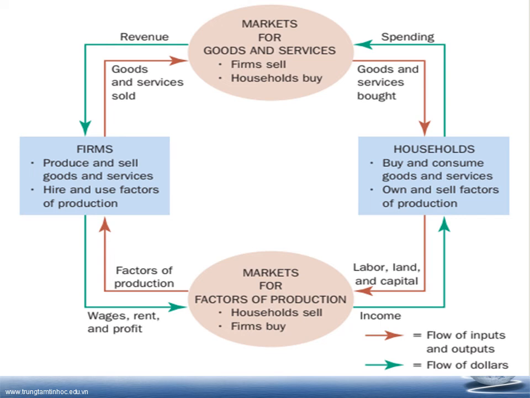The red arrow shows the flow of inputs and outputs. The green arrow shows the flow of money. In the markets for goods and services, firms will sell and households will buy. Spending of households will become firms' revenue. In the markets for factors of production, households will sell and firms will buy. Firms' costs will become households' income.